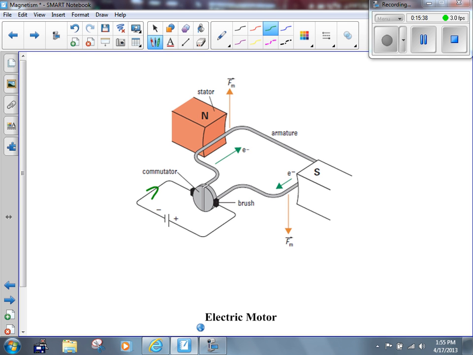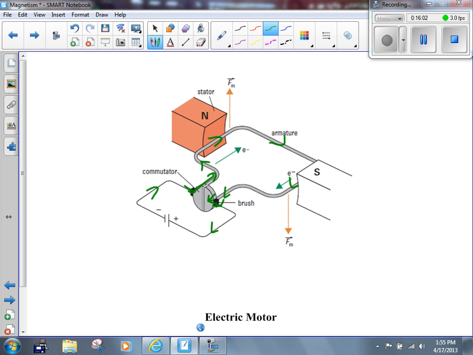So the electric current is going to go through this brush, through this commutator, and then through this wire around here that we call the armature. The armature is what actually spins. After the electric current has gone through the armature, it goes back through the commutator, through the other side of it, back through the brush, and then back around the circuit clockwise, back to the battery.